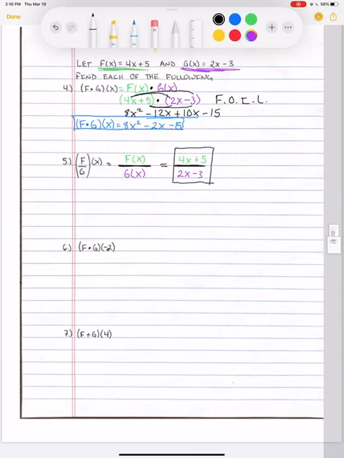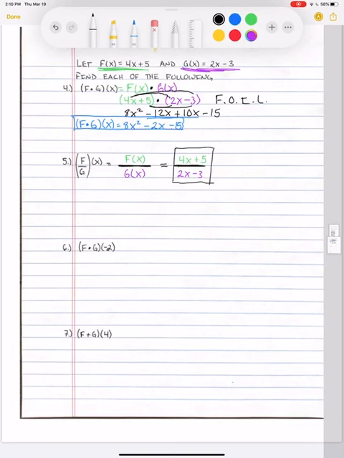Example 6, I have f times g of negative 2. So just like in example 4, we're being asked to multiply. I would write them both down in parentheses. I would FOIL, and then after that, I have this of negative 2. Okay, this is back from the previous lesson where we learned how to evaluate. So what I'm going to do is I'm going to worry about just multiplying f times g first. Then I'm going to go ahead and plug it in.